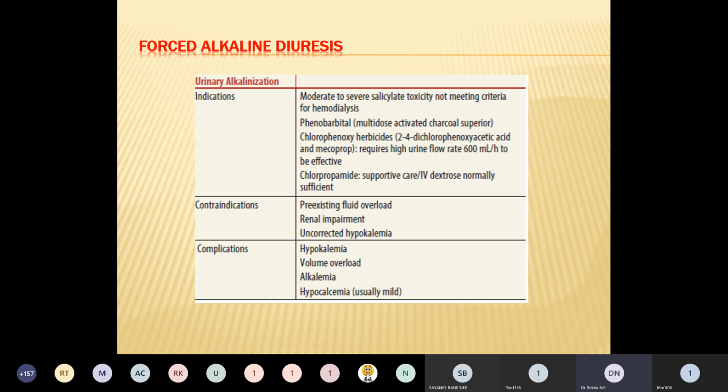Other than that, the complications of this procedure: one is that the patient can develop hypokalemia, so we have to take care of that by giving a potassium infusion along with the sodium bicarbonate infusion. Next, we have to see to it that the patient does not get into volume overload whenever we are doing this. And the patient can develop alkalosis, so we have to take care of that also by doing a repeated ABG.